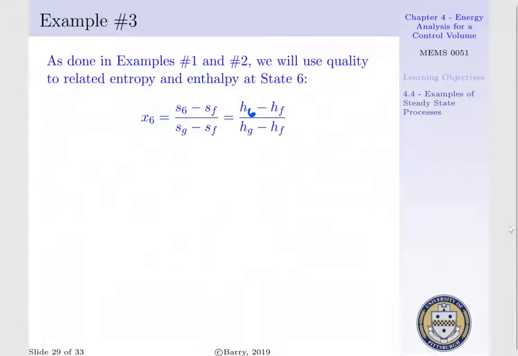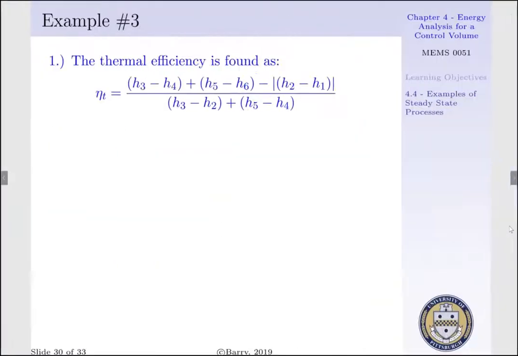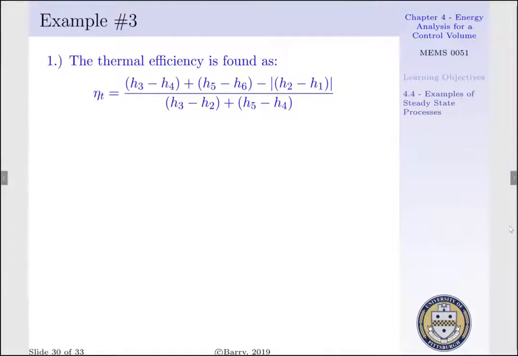As done in examples 1 and 2, we're going to use quality to relate our entropy and enthalpy values at state 6. Our enthalpy at state 6 can be found using our entropy at state 6, which is the same as our entropy at state 5, minus Sf, per Sg minus Sf, times the quantity Hg minus Hf, plus Hf. Thus, our enthalpy at state 6 can be found as 2,427.687 kilojoule per kg.